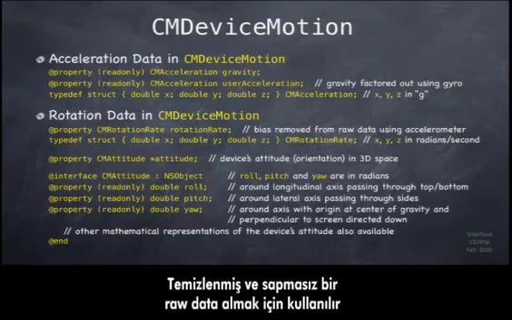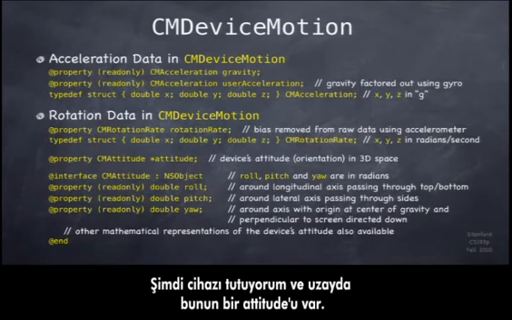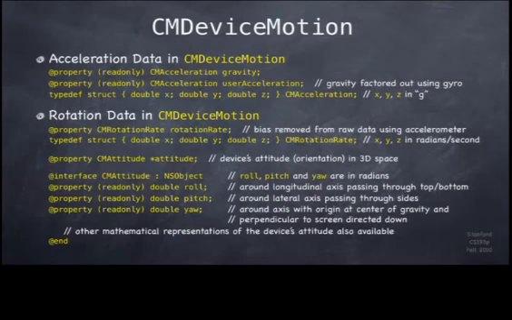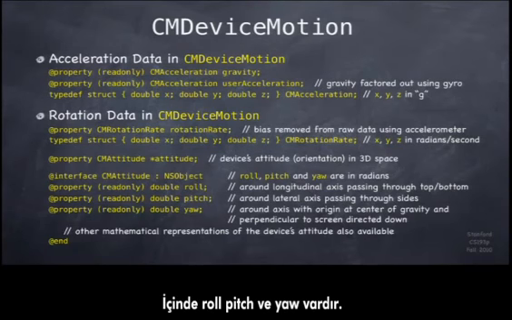In addition to getting the cleaned up, unbiased raw data, you also can get the attitude of the device. I'm holding the device, and it has a certain attitude in space. Now the attitude can be represented multiple ways, a matrix of numbers, etc. But probably the easiest way is using this CMAttitude object, which has roll, pitch, and yaw.